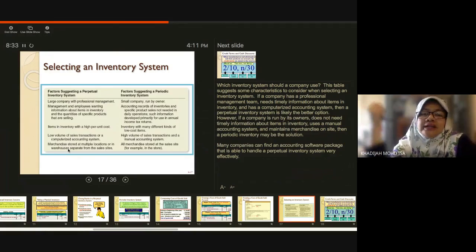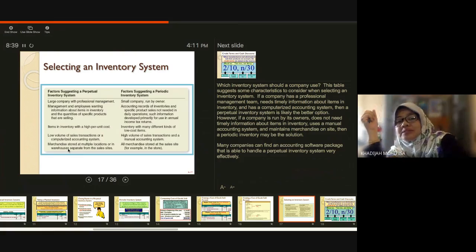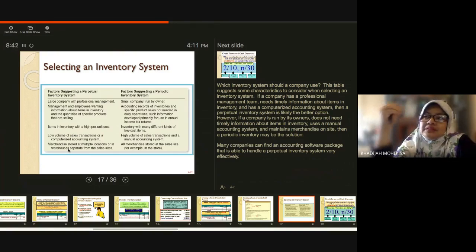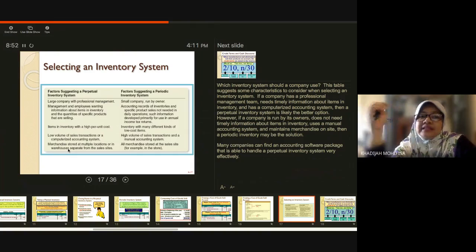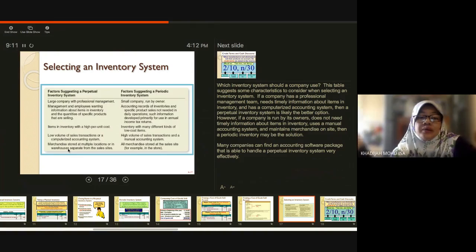Under perpetual, normally it's a large company with professional management. Why? Because you'll see later that under the perpetual inventory system, they do a very detailed recording of every transaction. Whenever they purchase inventory, they record it in the inventory account, and there is a lot of movement. So most of the time, those that use the perpetual inventory system will utilize a computerized accounting system, rather than doing manual recording.